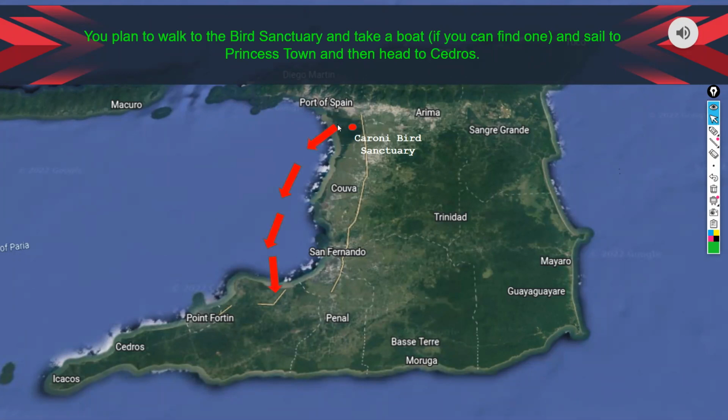And of course, once we make it there, we can sail and reach at least South Trinidad. Of course, once you reach here, you could sail to Cedros, but you're living in this area here, Princess Town. So you need to go and check your family first to make sure they are okay. And then you all can go to Cedros. That's the plan.